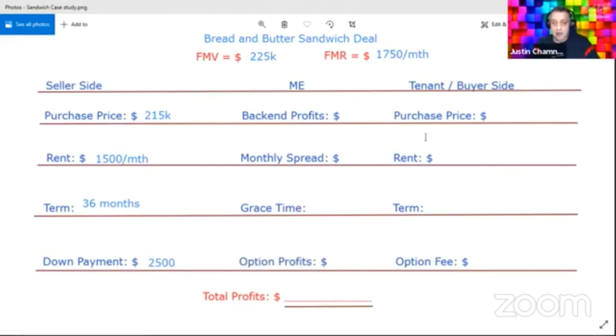All right. So what I did was I put this property under contract for $215,000. Rent, I agreed to $1,500 a month for 36 months, and I put $2,500 cash in his pocket when we changed keys. Then I went out and marked the price up to $247,500. How did I figure that? Somebody explain to me how I came up with that number. Anybody have an idea?